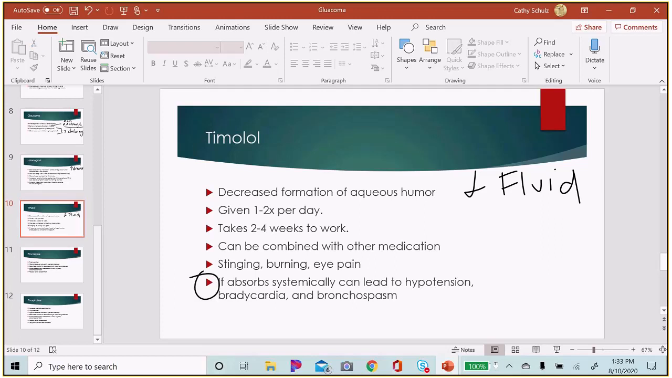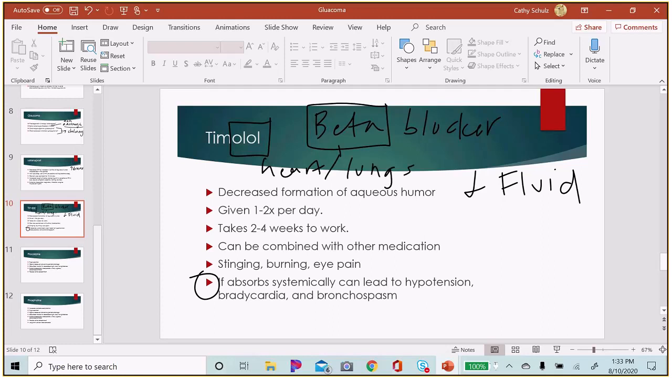And this should make sense because it is an olol. It's a beta blocker or anti-adrenergic, meaning we are blocking the effects of the sympathetic nervous system, specifically on beta receptors, and beta receptors are located on the heart and lungs. Alpha receptors are on the vessels. Beta receptors decrease blood pressure.